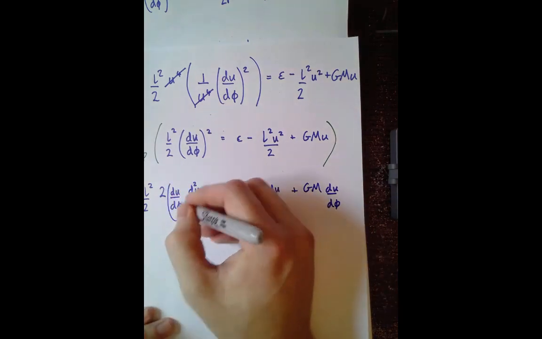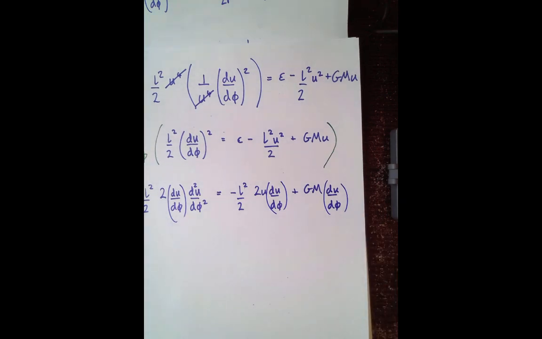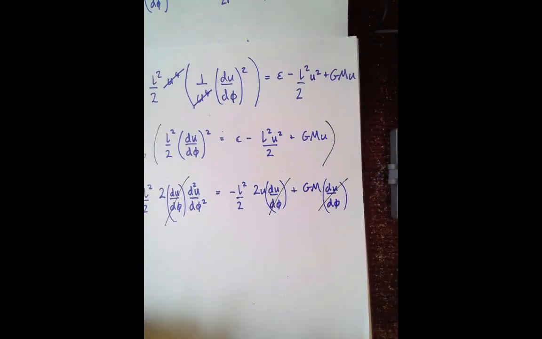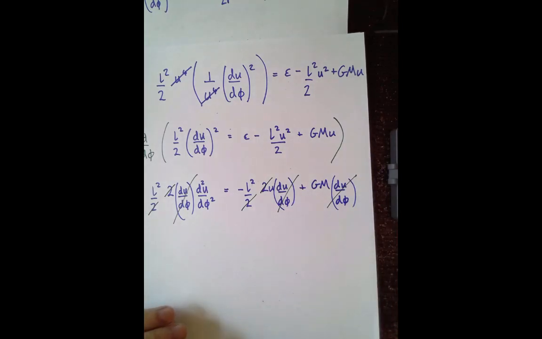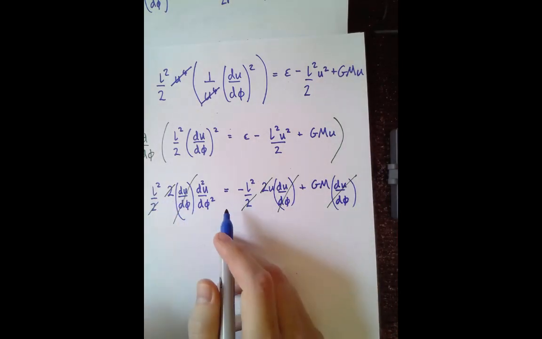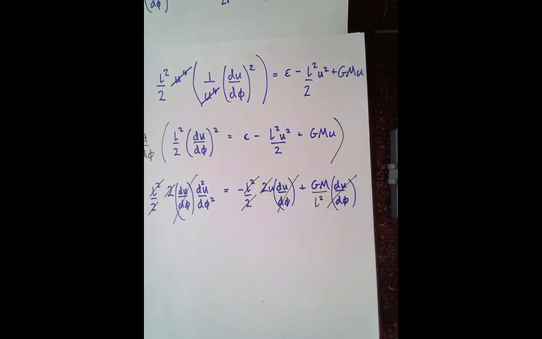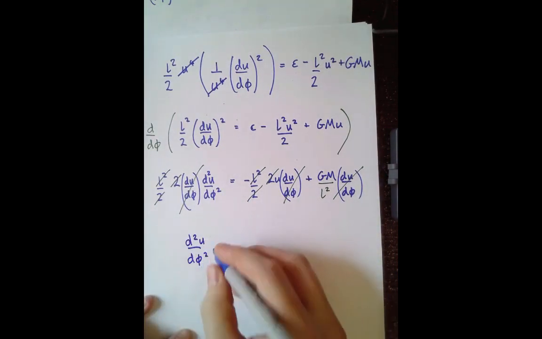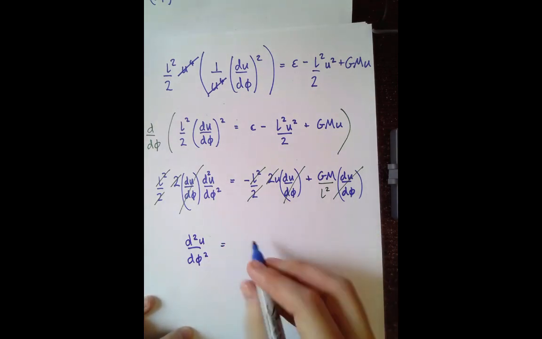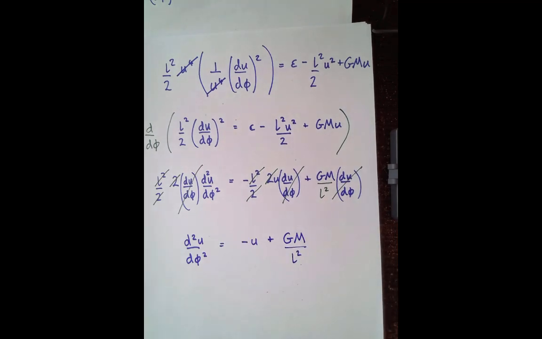Okay. Now notice that every single term now contains du by d phi, which means we can cancel it. And we've got 2 factors of 2 there and 2 factors of 2 there, so we can cancel them. And finally, we can divide both sides by L squared, and that will cancel L squared there, and give us 1 over L squared there. So we're left just with d2u by d phi squared is equal to minus u plus GM divided by L squared.